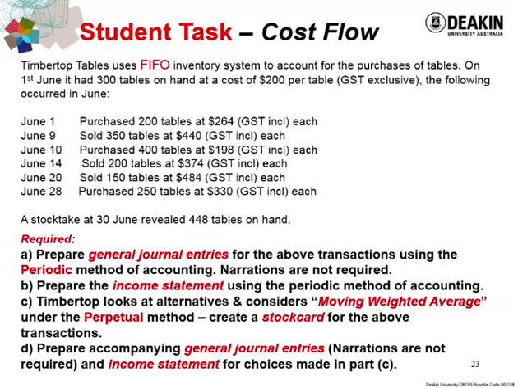Alright, student task. In this case, the company has an opening balance of inventory, 300 tables at $200 each. So please do not forget about the opening inventory. And the $200 here is exclusive of GST. Then the purchase and sale of inventory with GST inclusive amounts are presented below. At 30th June, the stock take shows 448 tables on hand.